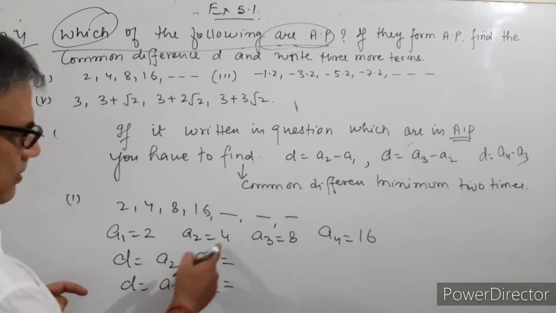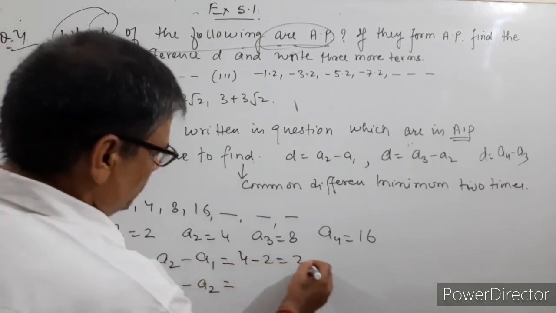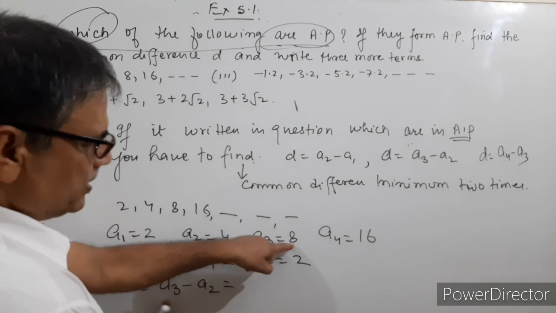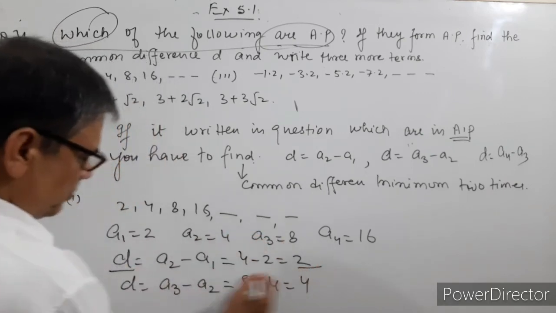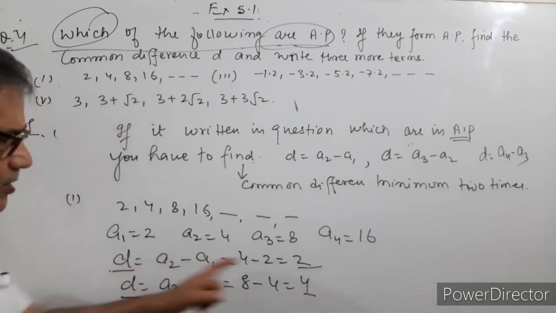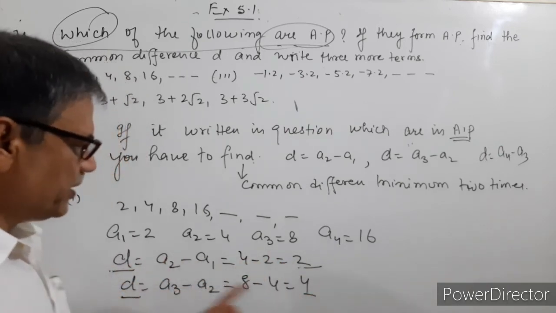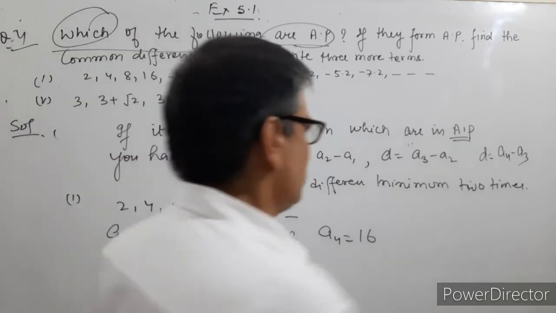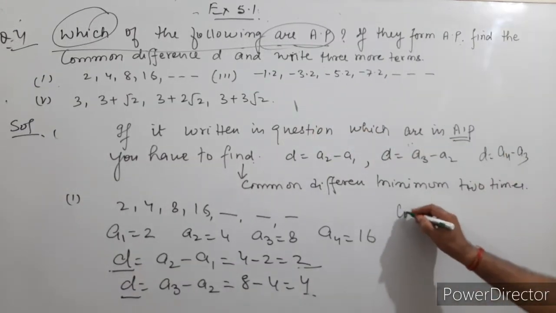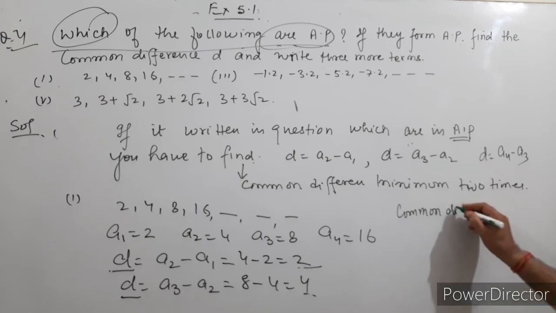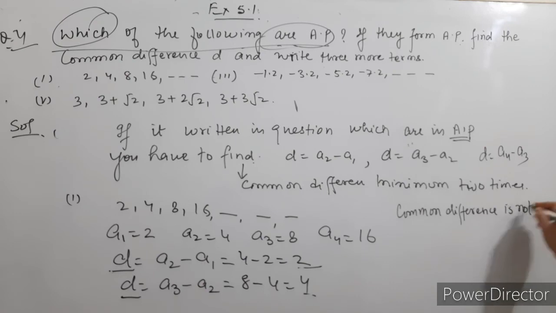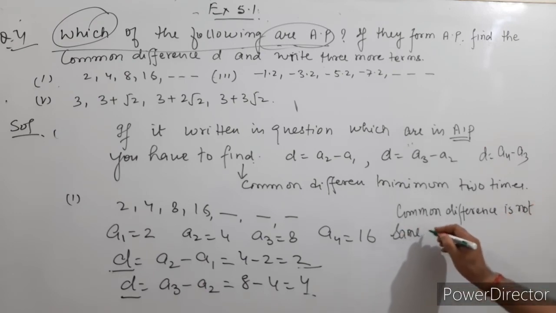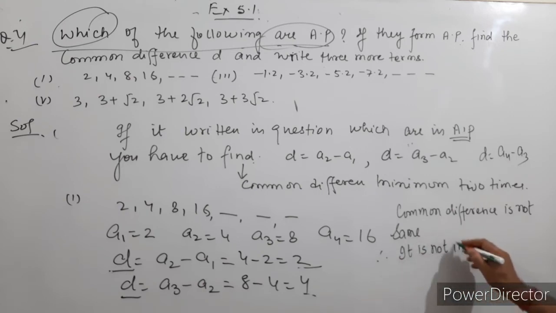What is A2 minus A1? 4 minus 2 is equal to 2. A3, what is A3? Here is A3. 8 minus 4 is equal to 4. D here is 2. D here is 4. D is not same. यहां पर D की वैल्यू 2, यहां पर D की वैल्यू 4. कॉमन डिफरेंस इज नॉट सेम, therefore it is not in AP.